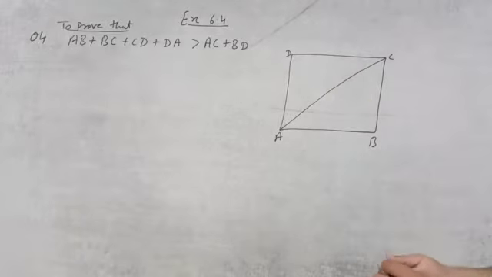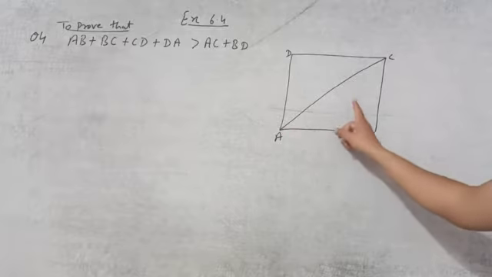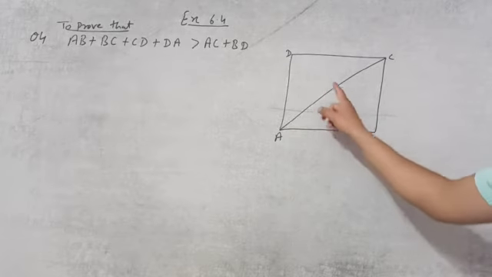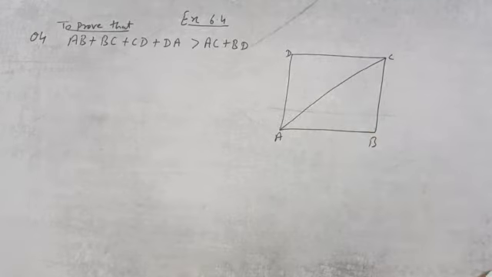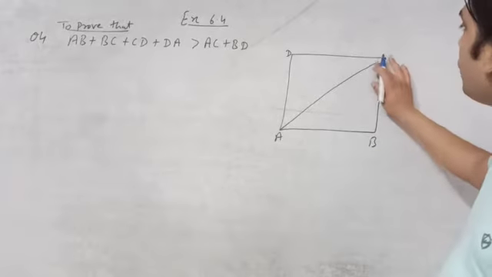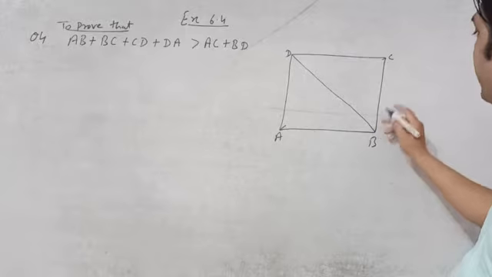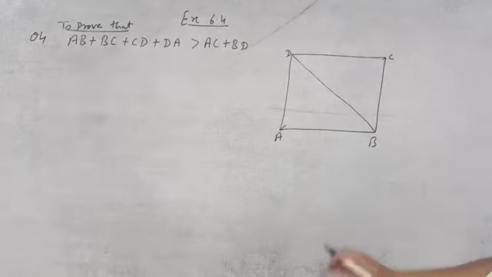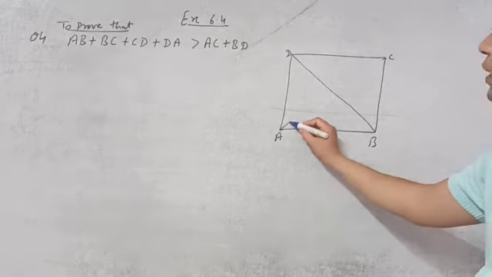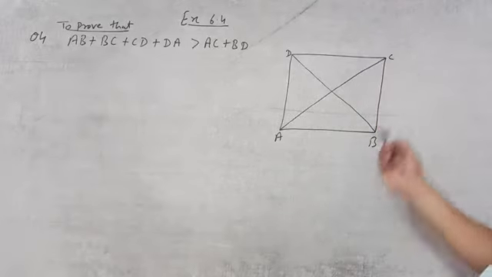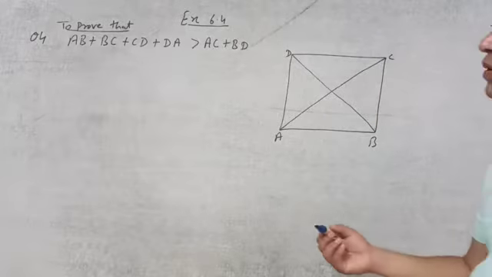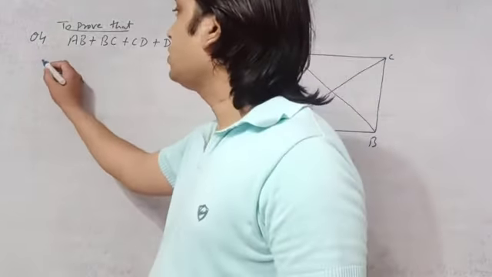So see, when we are joining the AC, what we are having? These two triangles we are having. So we will take these two triangles, and then when we are joining the BD, what we are having? These two triangles we are having. So we have to take all the four triangles. We have joined this AC and BD. Now we are solving our answer.